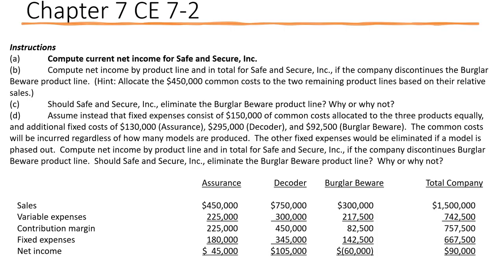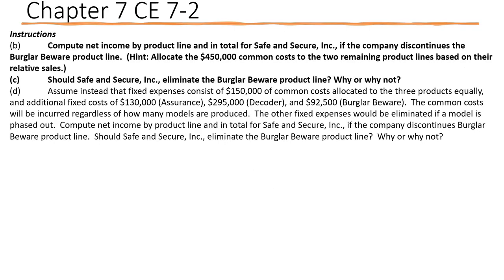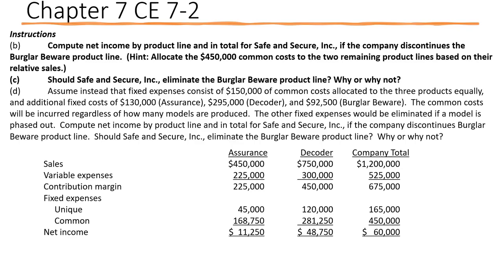So remember, there's $450,000 of common costs that we have to reallocate to Assurance and Decoder, and then add that allocation to their individual parts that we saw on the previous slide that had small amounts that were just for their product lines. So that's what we're going to do next. Again, we're going to allocate the $450,000 based on sales. Relative sales is the terminology they use.